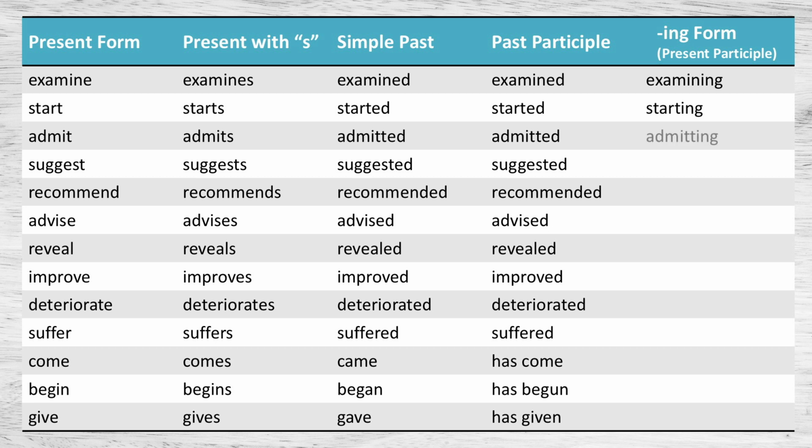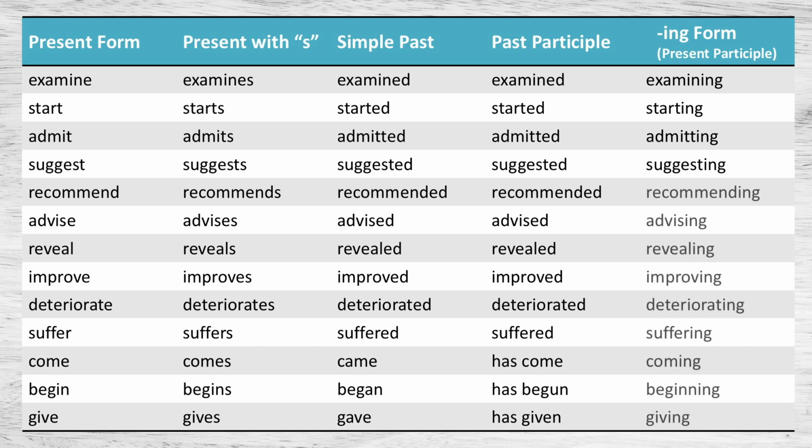The next one is admit. Just like you had to double the final consonant when you added the ed because of the short vowel sound of the I, now you need to double it as well before you add ing. So it is admitting. For the next verb, suggest, remember that you did not have to double the final consonant in the ed form. The same goes here, so you just need to add ing. Suggesting.